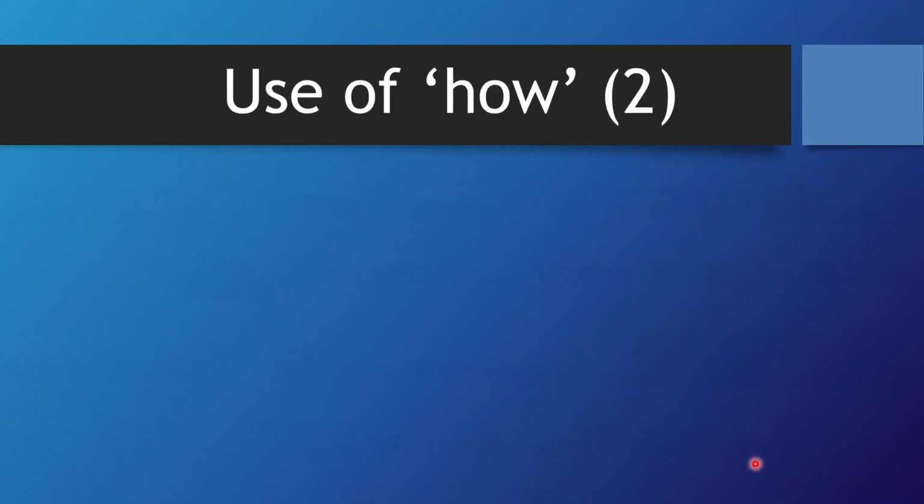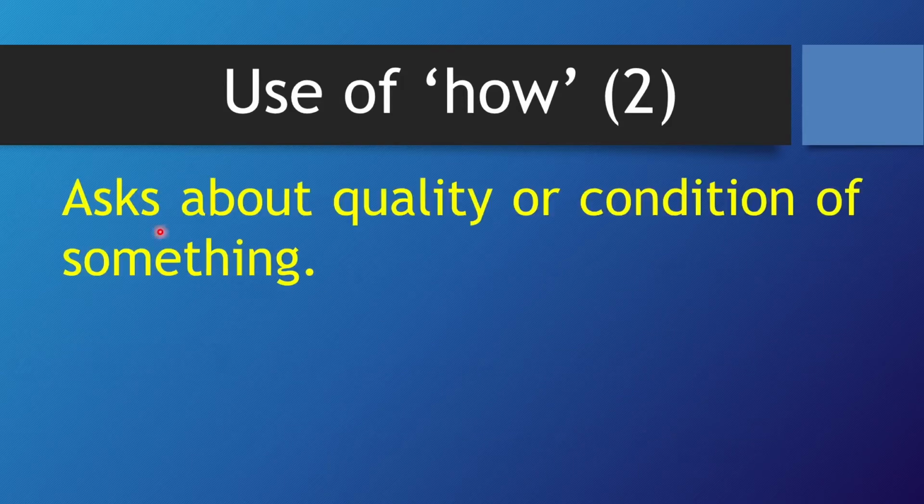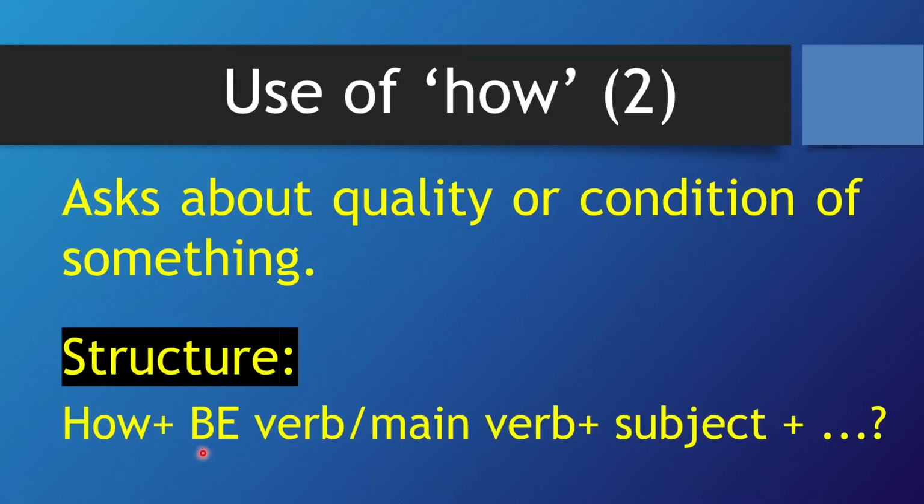Now let me show you the second use of how. It asks about the quality or condition of something. The structure is how plus be verb or the main verb plus subject plus other part of the sentence, and at the end there is a question mark. If you watch my video on auxiliary verbs, there you will get be verbs. Let me tell you again. Be verb means am, is, are, was, were.